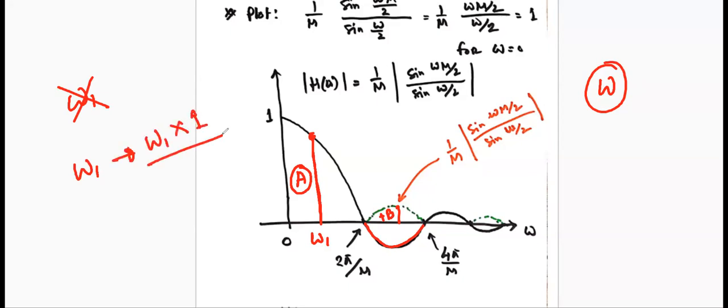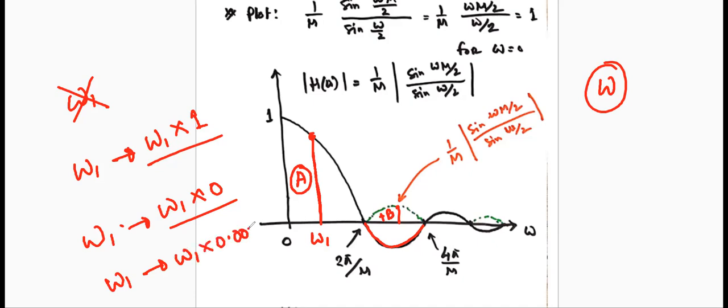You have the frequency component omega 1 means that omega 1 is multiplied with 1, so you want to pass it. Or you don't want it: omega 1 is multiplied with 0, so you are actually blocking it. Or you want to fade it out: omega 1 multiplied with 0.003, so you are actually fading it out. In all the cases, you are multiplying your signal with a positive value. There are no negative numbers you are taking.